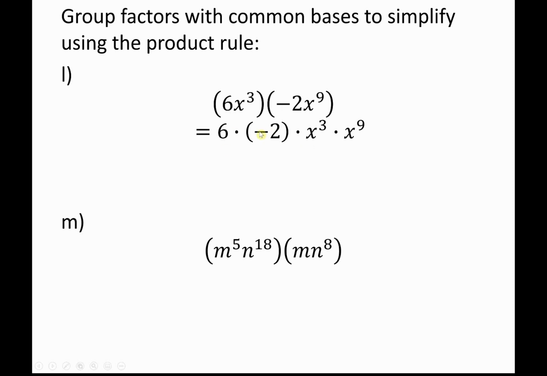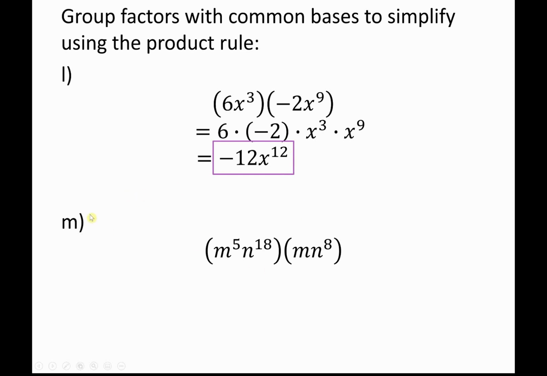So you'll multiply the coefficients together and use the product rule to combine the variable parts, and you should get -12x to the 12th power, because 6 times -2 gives you the -12, a coefficient in the final answer, and then 3 plus 9. Adding the exponents according to the product rule gives you that 12 exponent.